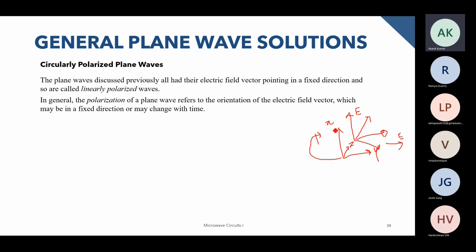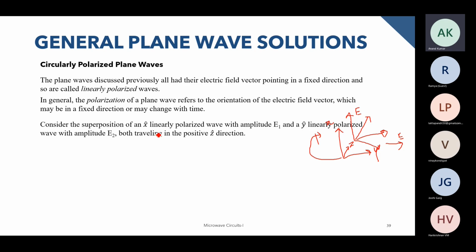So if it keeps rotating like this, and this particular electric field vector forms a circle, we call it circularly polarized. We'll look into this. What we're trying to say is that the direction of the electric field vector might not always be in this one direction. It might also change.